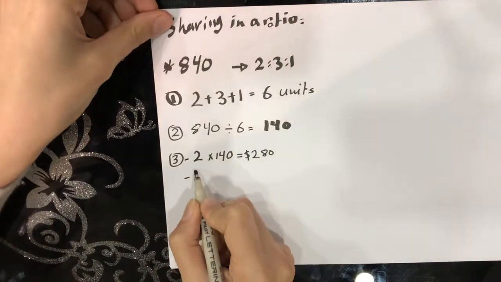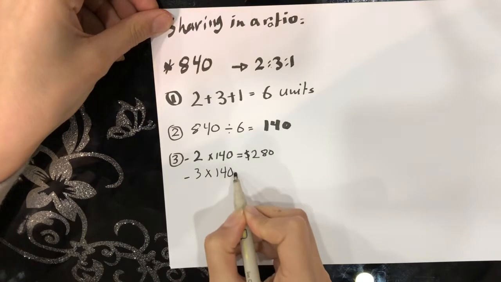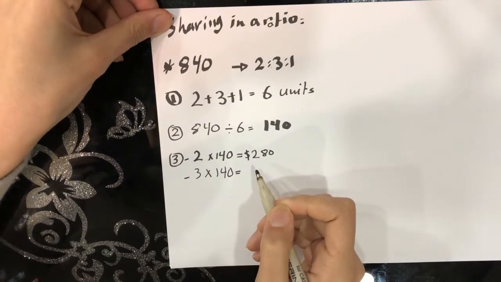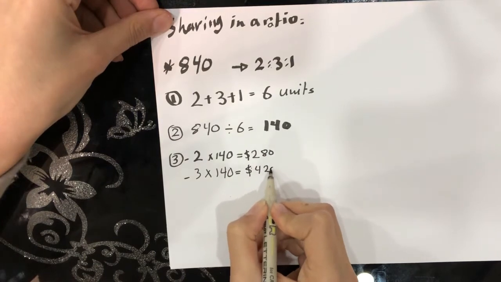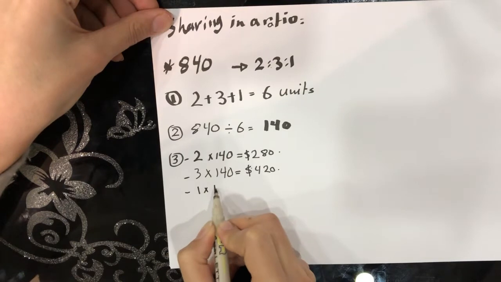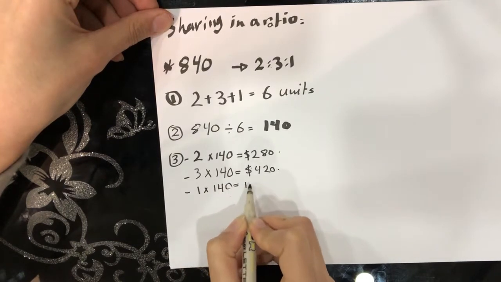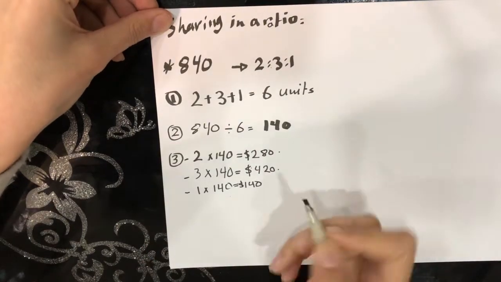Second person will get 3 parts multiplied by 1 share or 1 part. So 3 times 140, you'll get $420. And the third person, you will multiply 1 by 140, which is $140. It stays the same. Of course, you can delete this step.